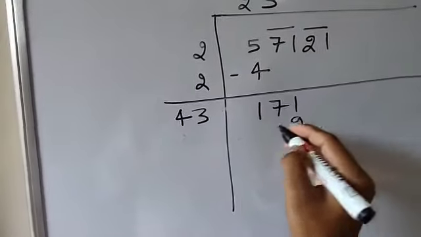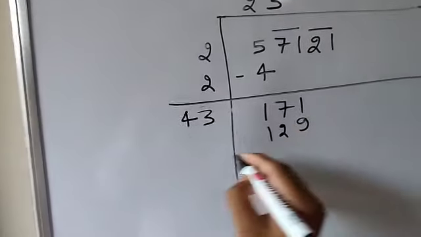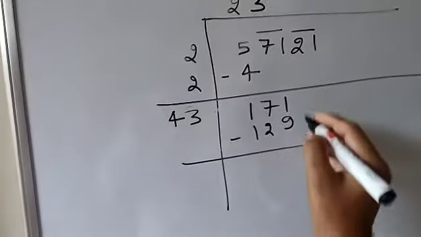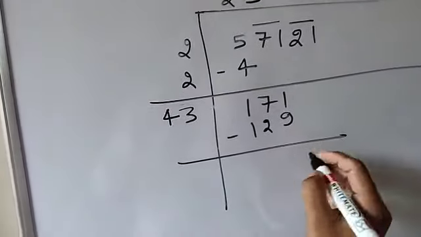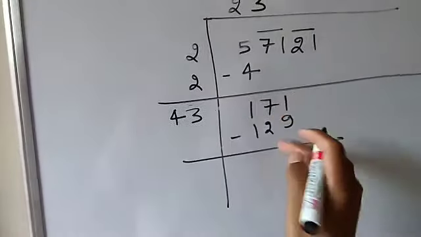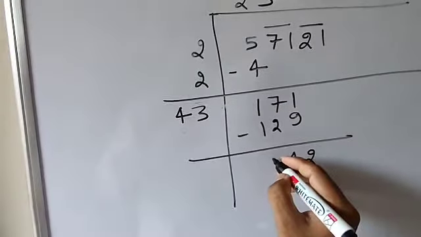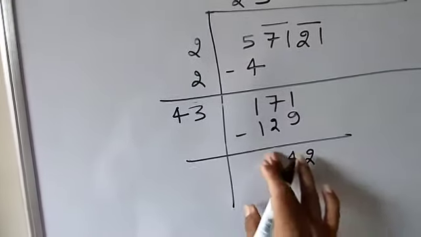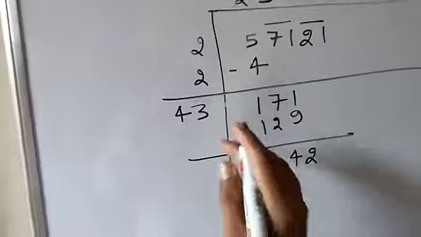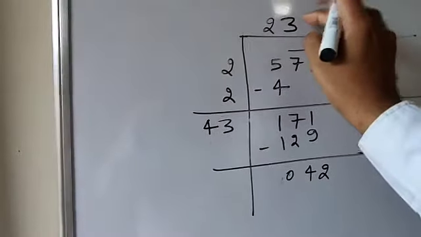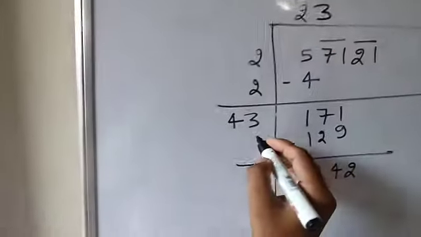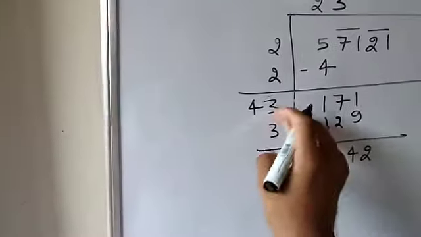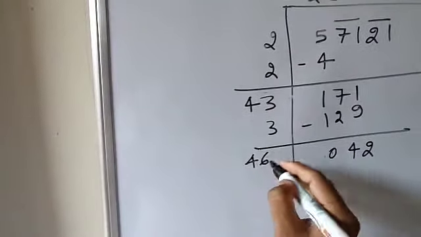Then 3 3s are 9, 3 4s are 12. Now you need to subtract it. 11 minus 9, that will be 2, and here 6 minus 2, it is 4. Now here it will cancel, it can be written as 0. Now whatever the new number you had kept here, that is 3, it will be kept here and it will be added. 43 plus 3, that is 46.